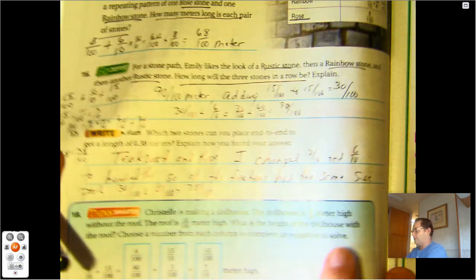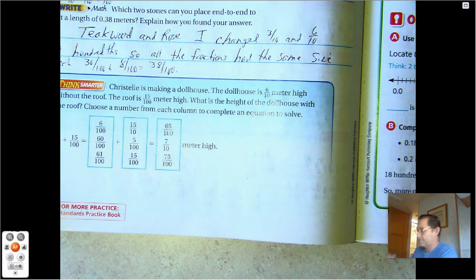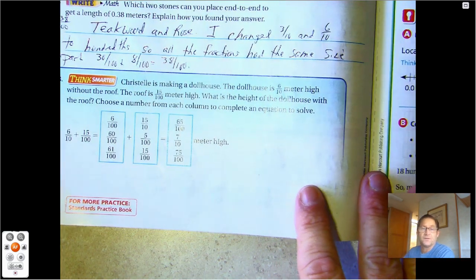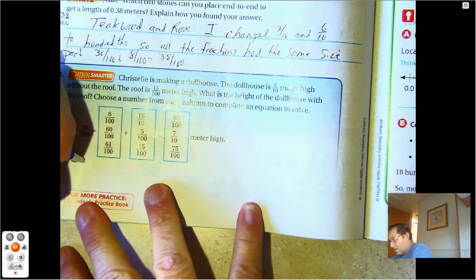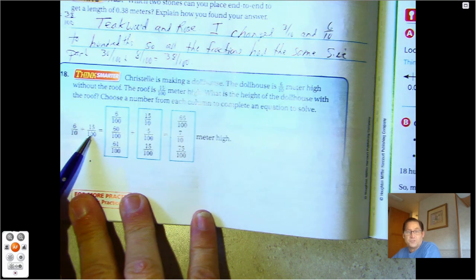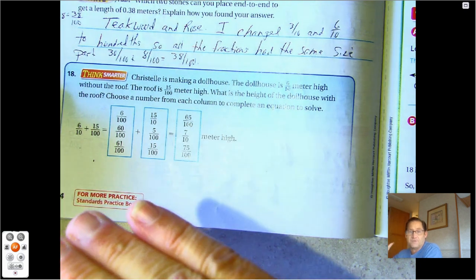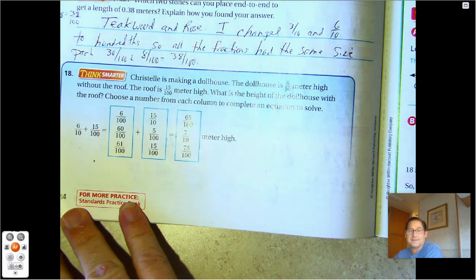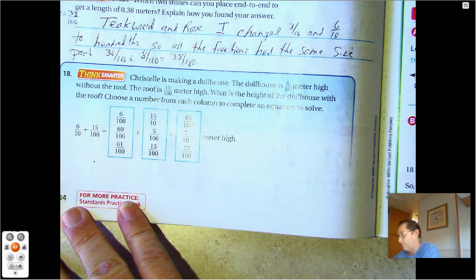Christelle is making a dollhouse. The dollhouse is 6 tenths meter high without the roof. The roof is 15 hundredths meter high. What is the height of the dollhouse with the roof? Okay, so the dollhouse without is 6 tenths. The roof is 15 hundredths. So they're showing us that we need to add those together. That makes sense. Okay, so we have this basic dollhouse, and then we have to put the roof on top, and it wants to know the height of the dollhouse with the roof.